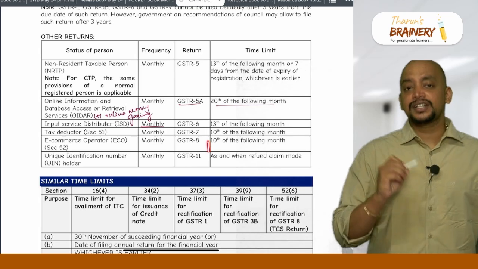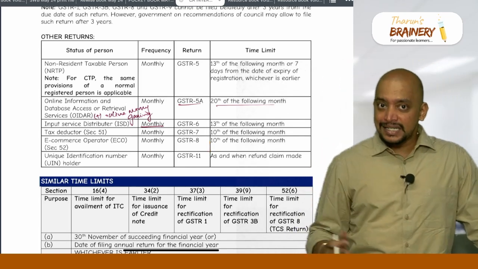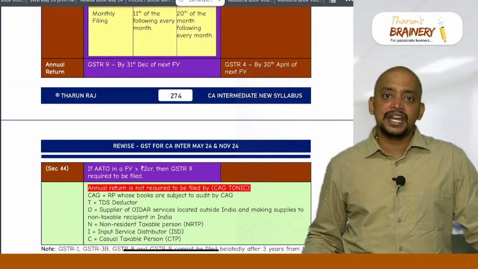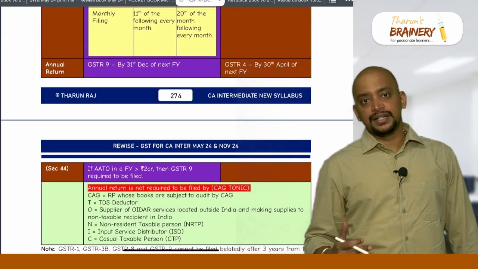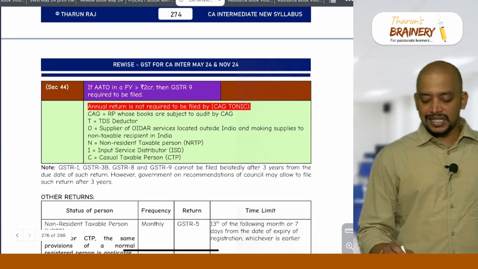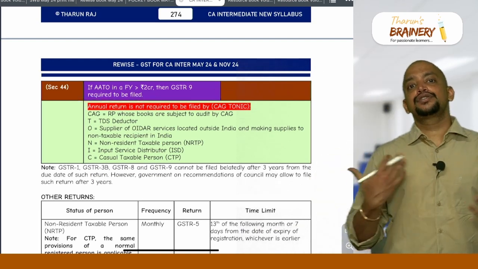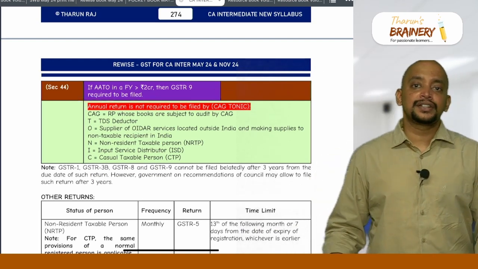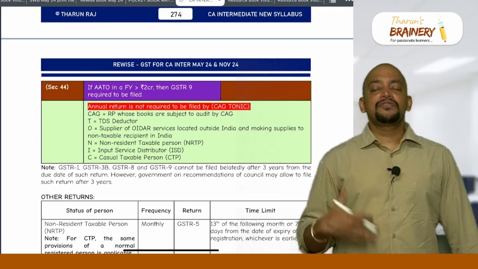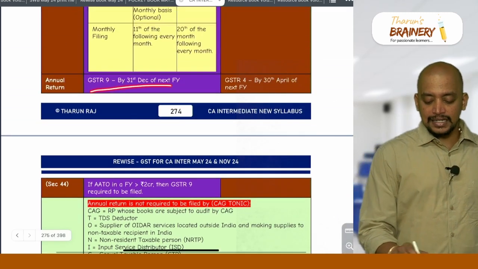Now there are 2 returns which are missing. After 8, 2 returns are missing. What are those? 9 and 10. What is GSTR 9? GSTR 9 is an annual return. Who is required to file that annual return? Generally, every person whose aggregate turnover exceeds 2 crores is required to file GSTR 9. Suppose my aggregate turnover does not exceed 2 crores, do I need to file the annual return? No, but I can file it optionally. But mandatorily, if my aggregate turnover in a year exceeds 2 crores, GSTR 9 is to be filed.